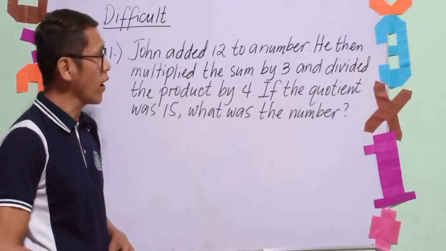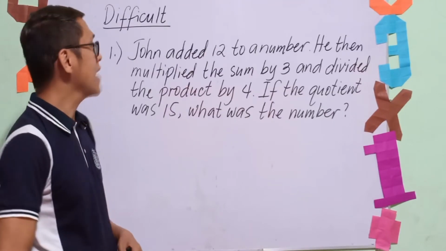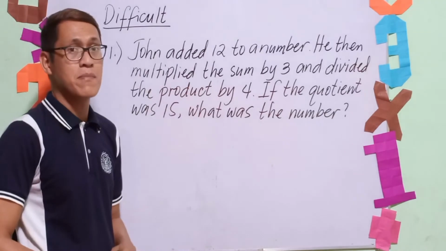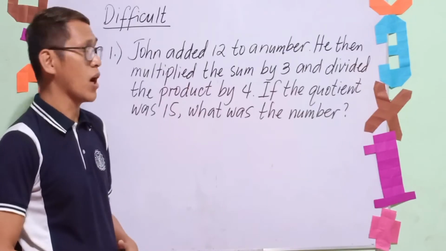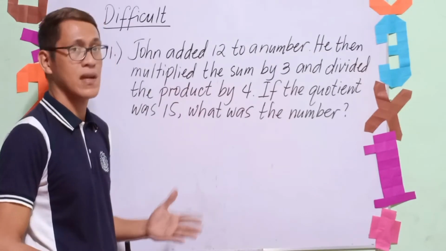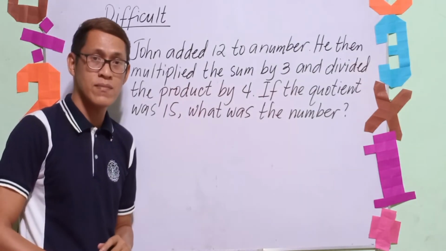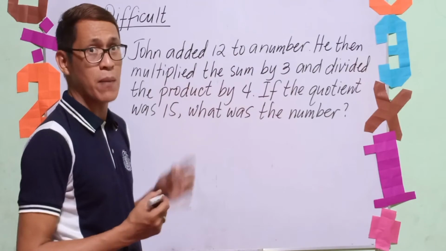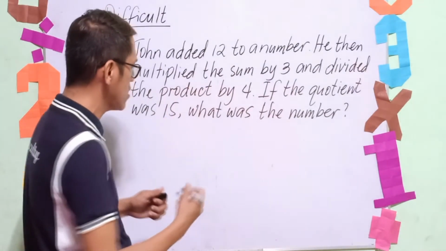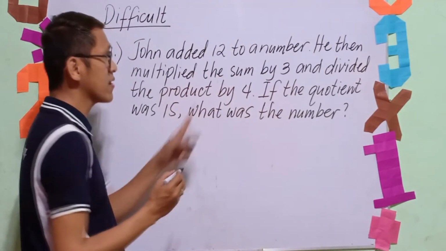John added 12 to a number. He then multiplied the sum by 3 and divided the product by 4. If the quotient was 15, what was the number? So let's start with the number. We did not do the number yet, right? So let's use n for that number.